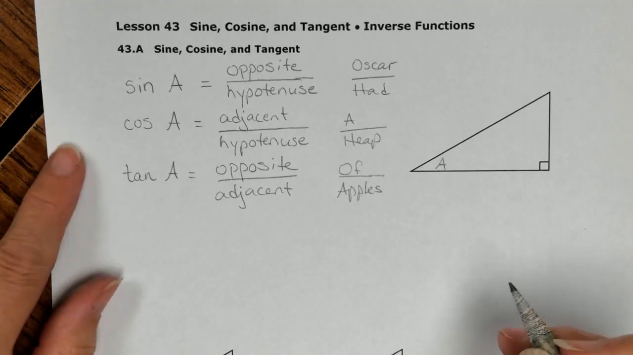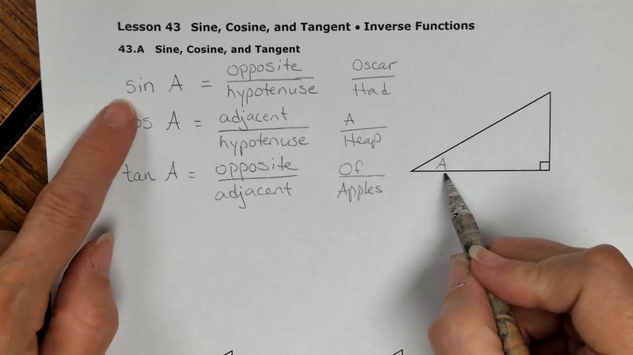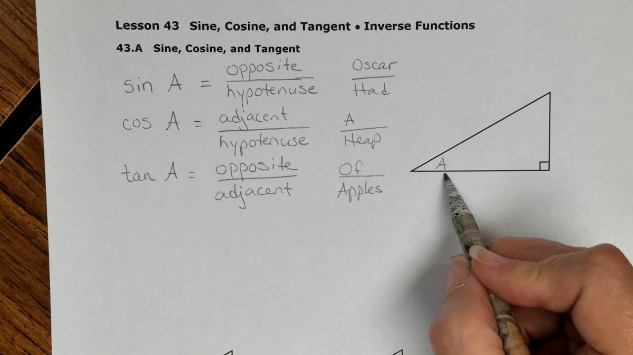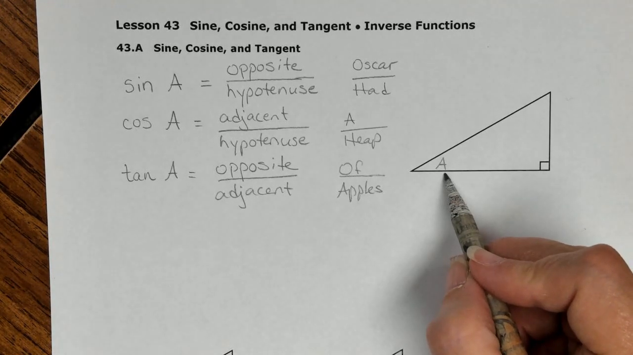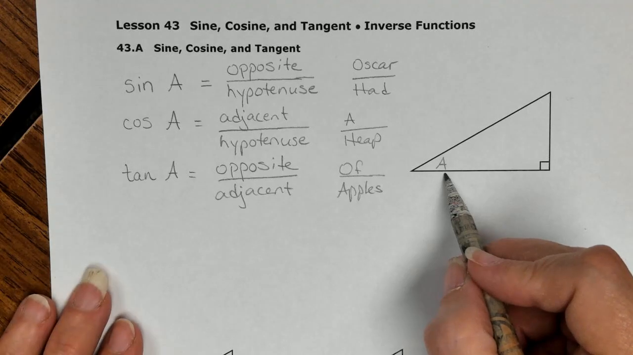The sine of A, okay, it's not sine times A, it's the sine of A. It's like f of x, it's function notation. The sine of A is the opposite side over the hypotenuse. So we have to talk about which those sides are, so these ratios make sense.